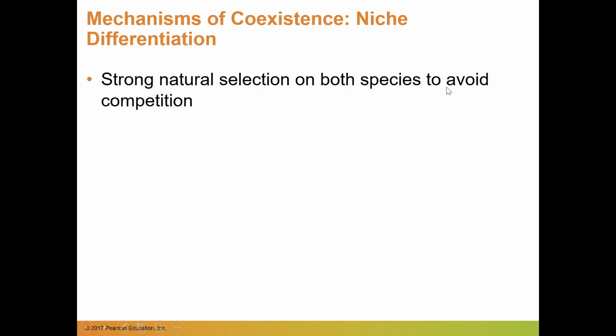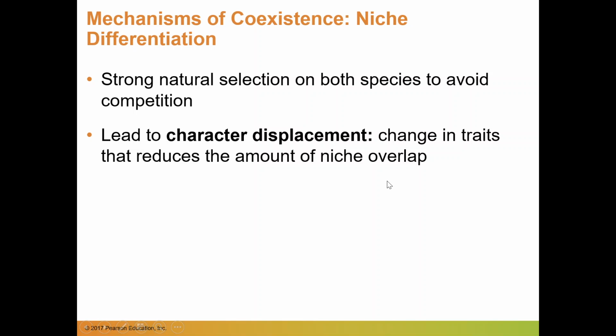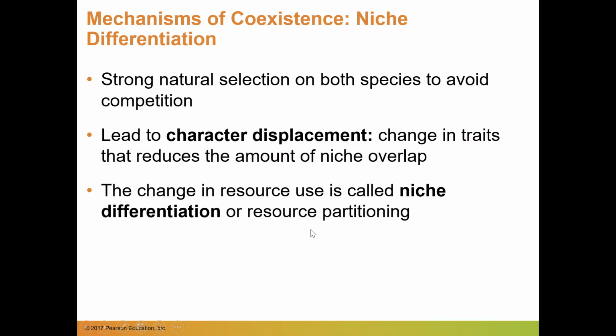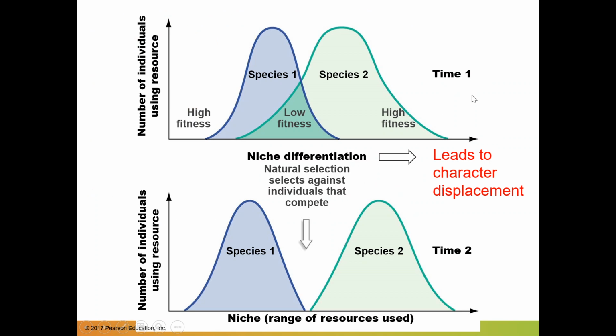Strong natural selection on both species to avoid competition leads to character displacement. This is a change in traits in populations over time that reduces the amount of niche overlap. Okay? So this is called niche differentiation. So I'll show you how this works.